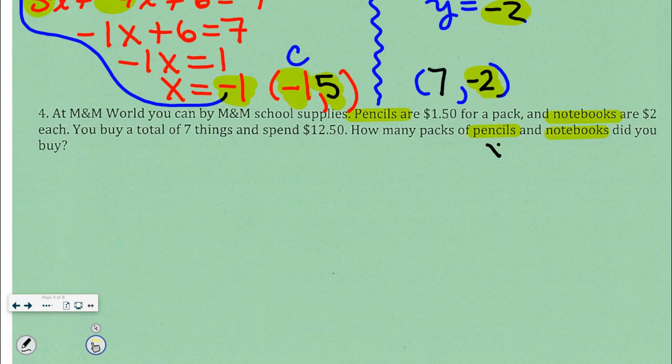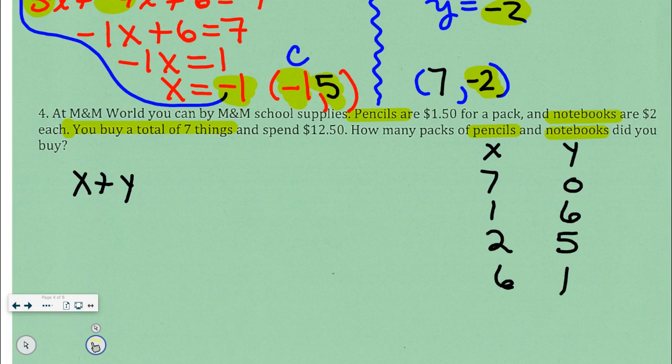I would call one of them X and the other one Y. Generally for these problems, you're told how many you have. I buy a total of 7. Well, I bought 2 things. I bought notebooks and pencils. Maybe I had 7 pencils and no notebooks. Maybe I bought 1 pencil and 6 notebooks. Maybe I bought 2 pencils and 5 notebooks. Or maybe I bought 6 and 1. We don't know, but we do know that we have 7. So we do know that x plus y has to equal 7 for a grand total.